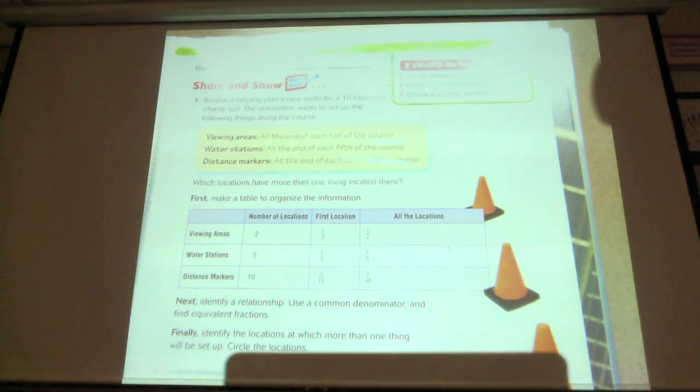Okay. Keisha is helping plan a race route for the 10-kilometer charity run. The committee wants to set up the following things on the course. So think about a charity run. Maybe you're picturing a track. Maybe you're picturing a road that's just a long stretch of road. But picture in your mind what a course that you would be running might look like.